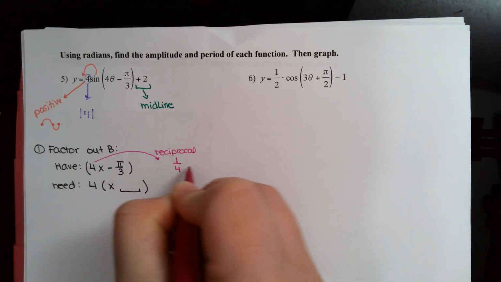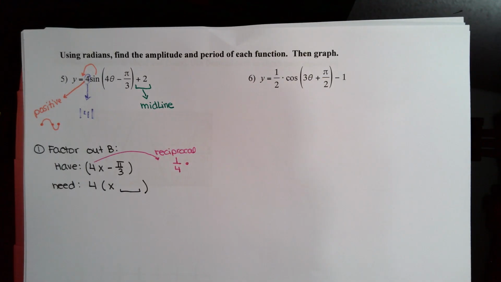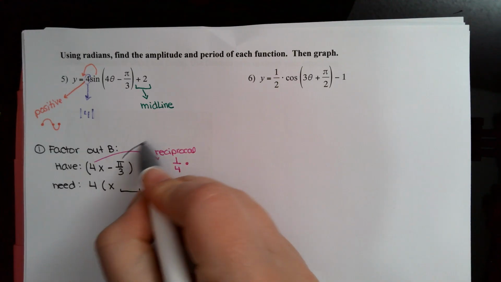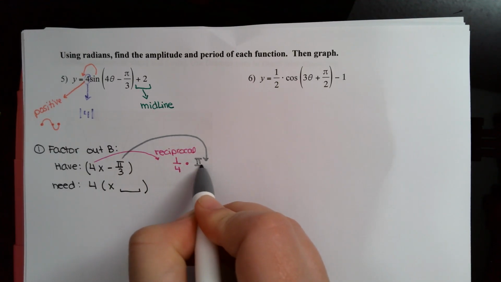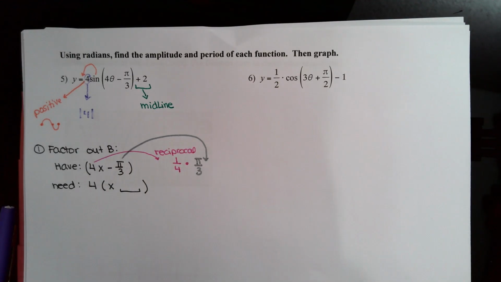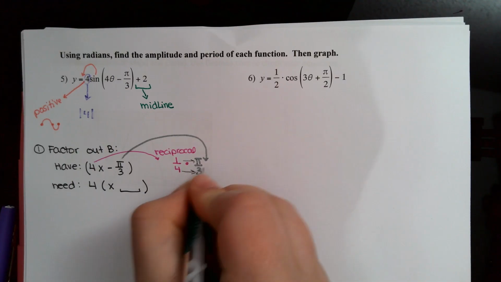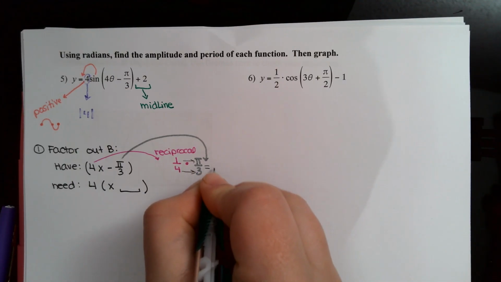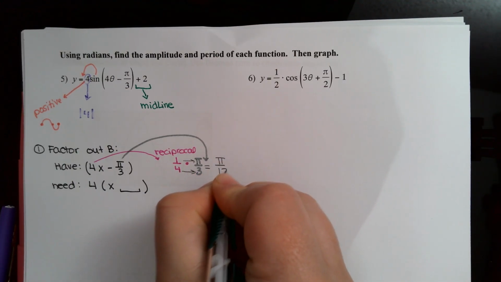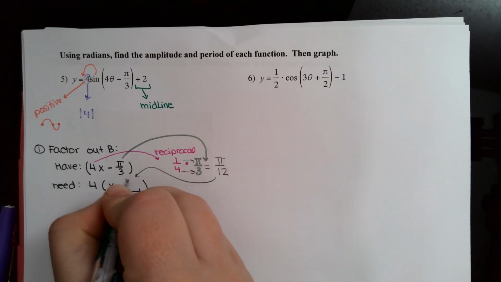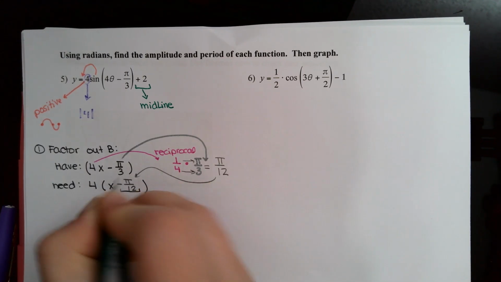So when we flip 4, it becomes 1/4. Then you're going to take the original value that they've given you, exactly how you see it. So this is pi thirds. And together, when you multiply straight, that gives you your value for h. So this is pi 12ths.